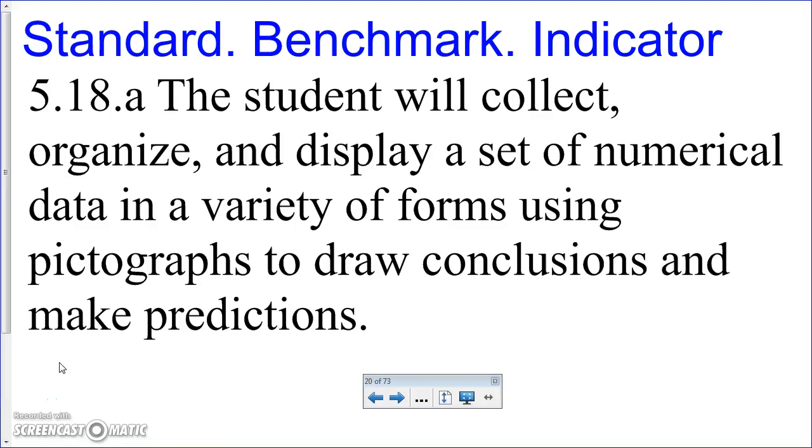Today we are learning how to make and read pictographs. Please copy down the standard benchmark indicator at the top of a new page in your math notebook. The student will collect, organize, and display a set of numerical data in a variety of forms using pictographs to draw conclusions and make predictions. You can pause the video here to give yourself more time to copy down the SBI.